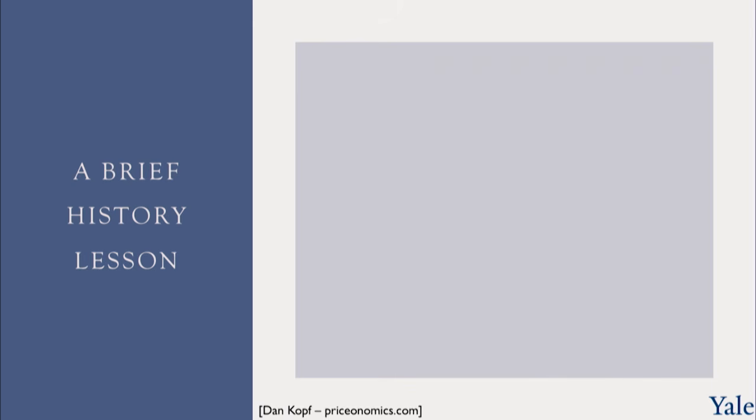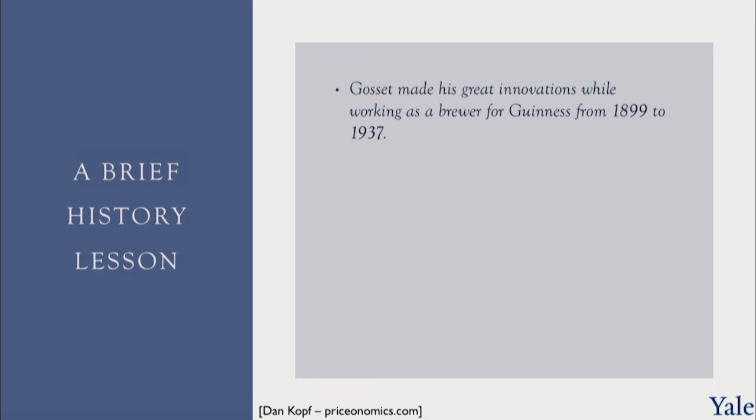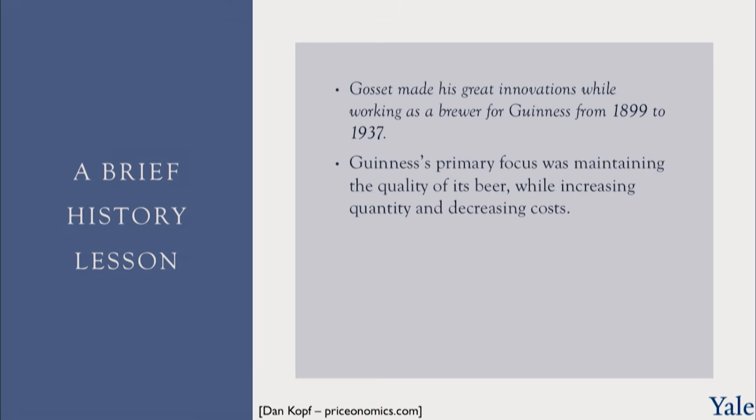So here's the history of this, and this is an excellent article by Dan Kopf on the webpage below. You can look for it to read more about this. Gossett made his innovations while working as a brewer for Guinness from 1899 to 1937. His primary focus was to maintain the quality of his beer, and that's what Guinness's problem was, while increasing quantity and decreasing cost. It was during this time that the production level just shot through the roof. They were producing a lot more beer than before, and they couldn't just have somebody taste every single batch to make sure that it was of uniform quality.